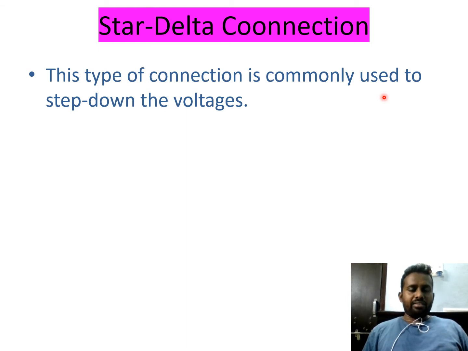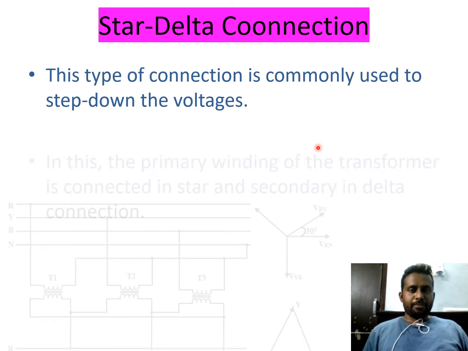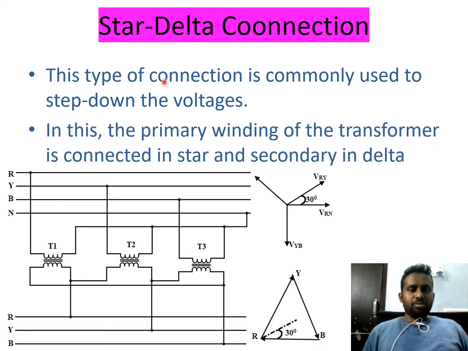We get the power from long distances with a high voltage, and you need to step down the voltages, that is at the distribution end. The type of transformers that are used are star delta connection type of transformers, three phase transformers. In this type, as you know, star and delta, the primary winding of the transformer is connected in star and secondary is connected in delta.